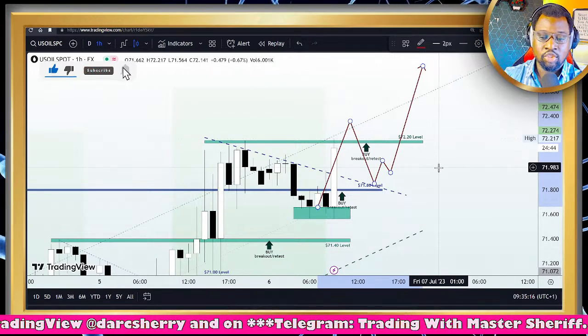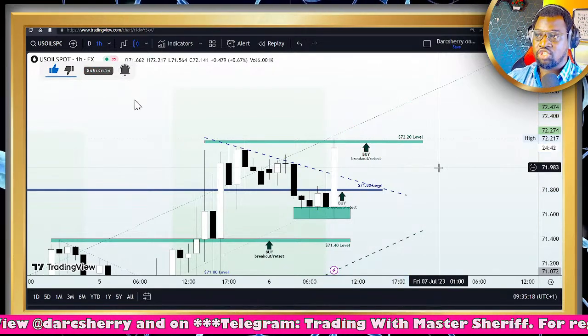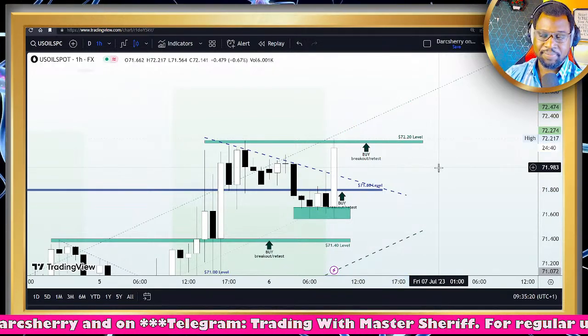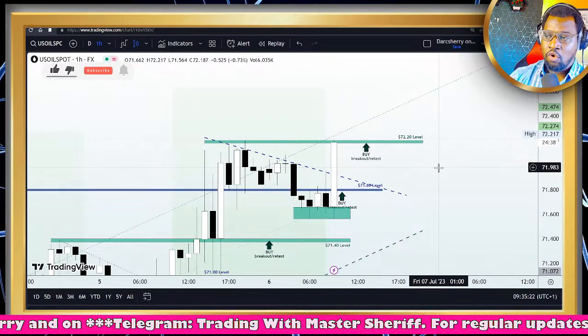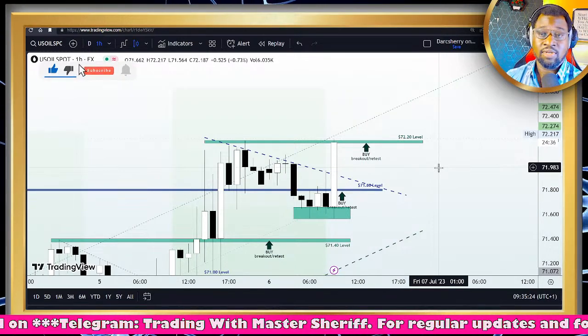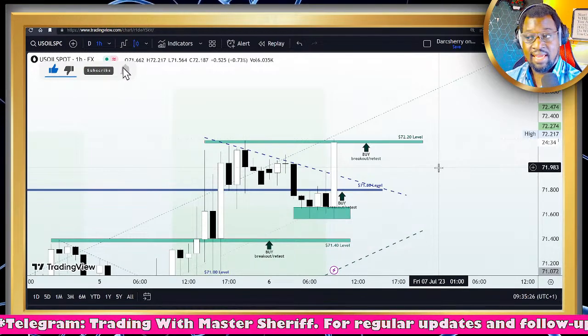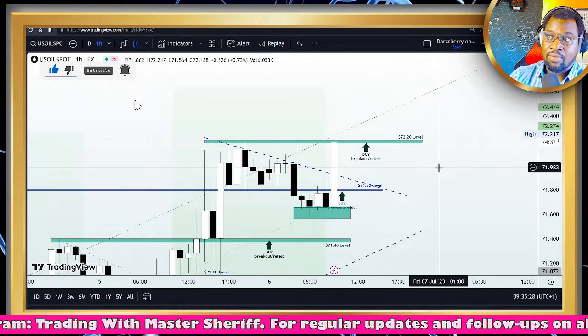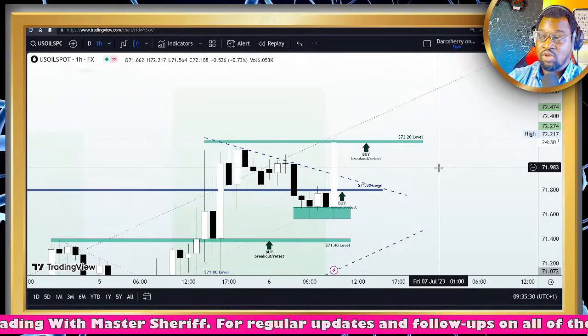So that is how we are going to be managing our existing trade on this one for today. So on the US oil spot, I'm holding on to a bullish bias here. I'm not thinking of selling right now unless the market structure states otherwise.